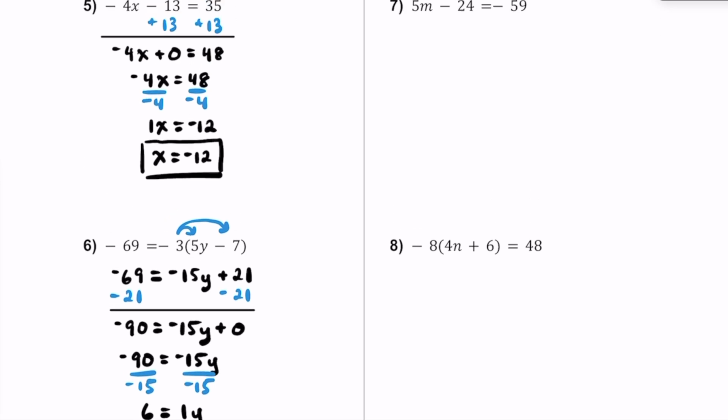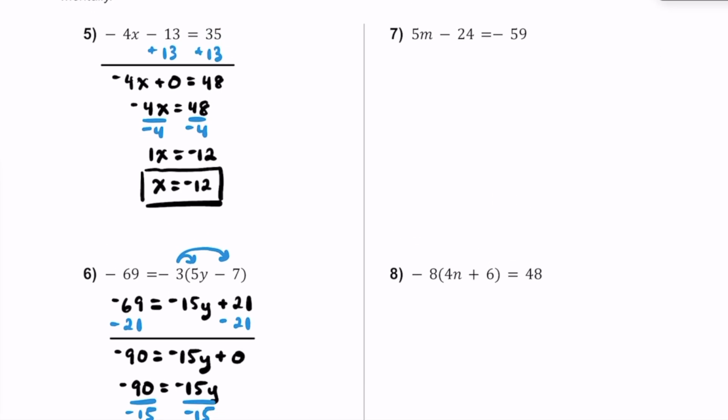Here's number 7. For number 7, we have a two-step equation. Doesn't look like we have any distribution, which is kind of nice. That's one less step to worry about. Let's start with the addition property of equality. Let's add 24 to both sides of the equation. We go ahead and add 24, we're going to get 5m, and using the additive inverse property, we're going to get 0. And on the right side here, negative 59 plus 24 is going to be negative 35. Using the identity property of addition, we can drop the 0 and say 5m equals negative 35.